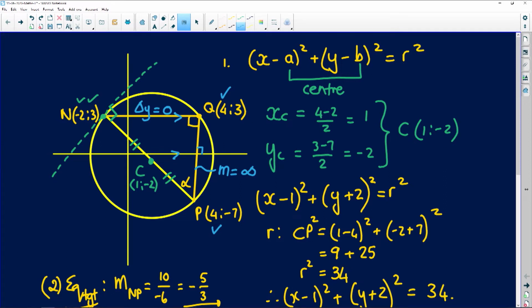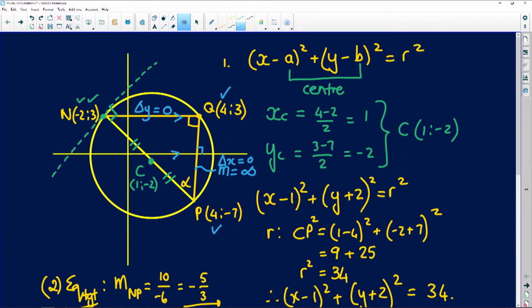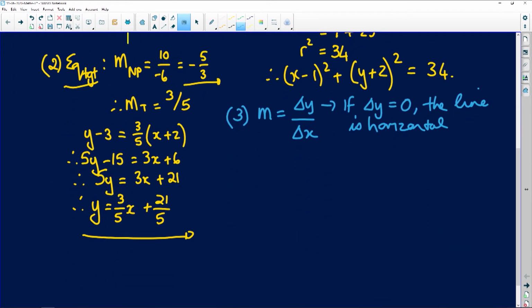For this vertical line here, delta x was 0. So if we put this into gradient form, it will be 3 minus 7, so it will be 10 over 0. Delta x is 0, so the line is vertical. If delta y is 0, the line is horizontal, which is the case within Q. If delta x is 0, the line is vertical. Now, why am I going on about that, folks? Let me just put the second note here for you. If delta x is 0, the line is indeed vertical.